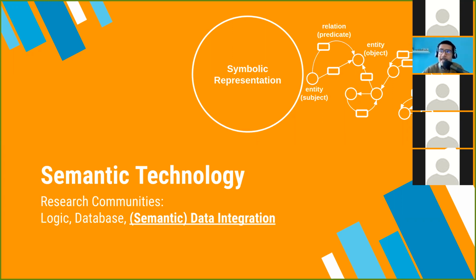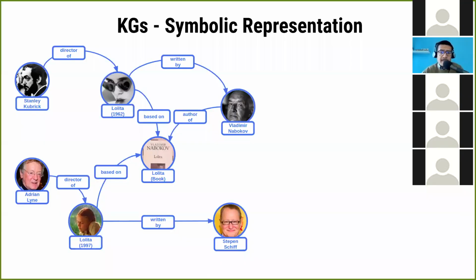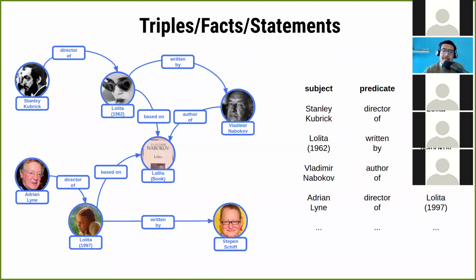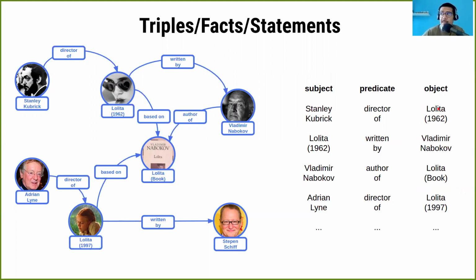Okay, let's go back to our running example. As we can see, this knowledge graph can be represented using triples, facts, or statements. And this collection of facts can be seen as a graph because the destination node, or the object, of these statements can also be a starting node, as in this case. So we have a graph representation through statements and facts.